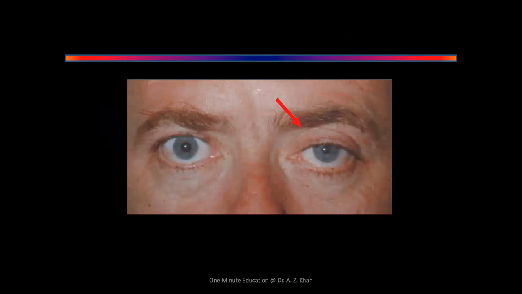What is this sign? Sign or syndrome, anything. One of the two names, one name. You'll kick yourself if you don't get this right.